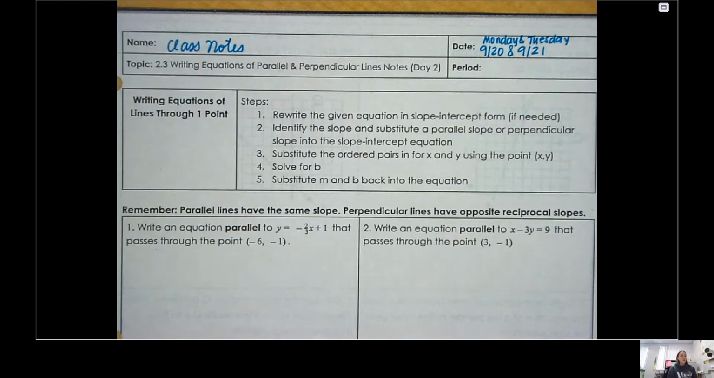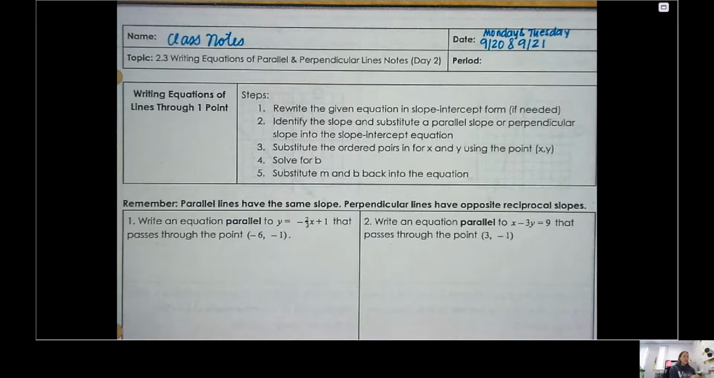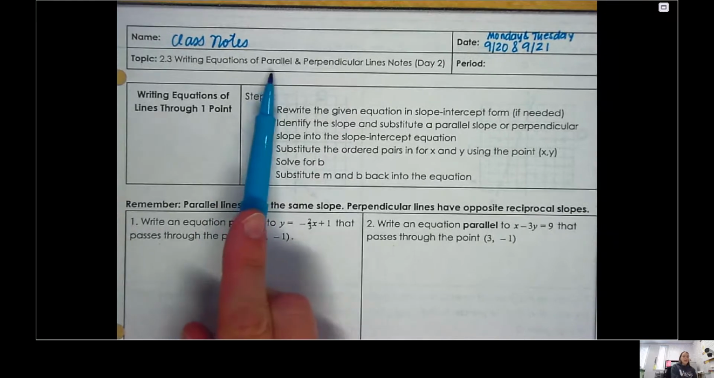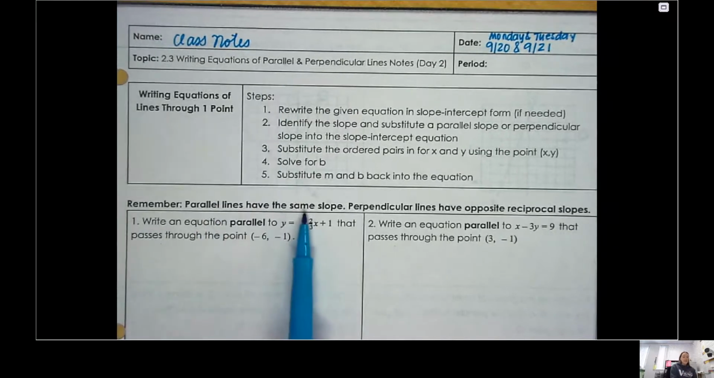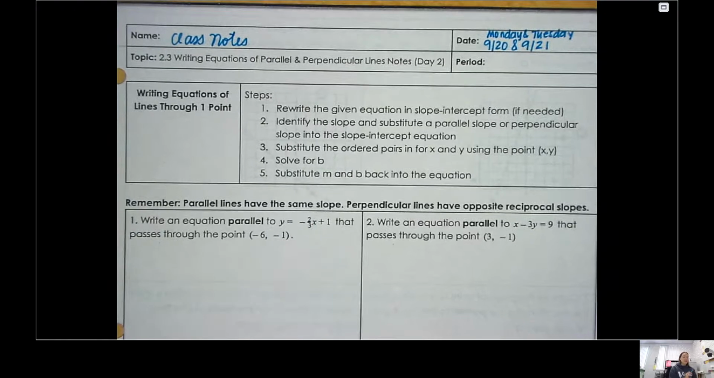So we've been talking about parallel and perpendicular lines. We know parallel lines will never intersect, and they also have the exact same slope. And we know that perpendicular lines have opposite sign reciprocal slopes, and they intersect at a 90-degree angle.